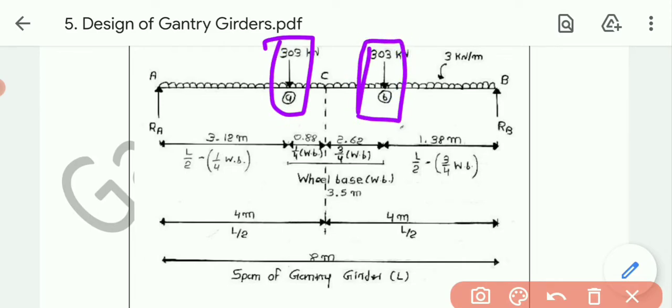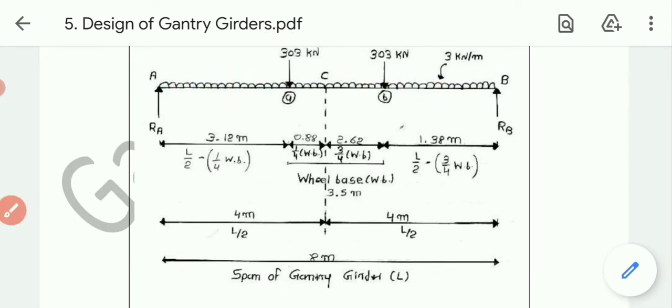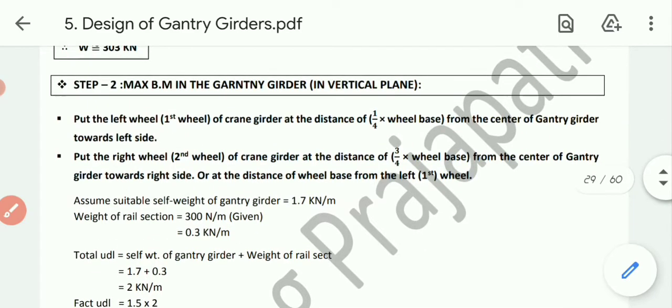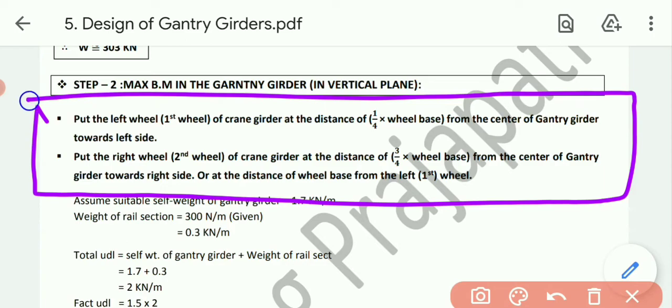As per the theoretical criteria, if we put these two wheels of the crane girder on the gantry girder in this manner, then we will get the maximum bending moment at this first wheel at A. And we have these two loads. Now we need to calculate this UDL. I have given the description of the placement of the wheels over here. You can read this one. You do not need to write this in the exam, because this is just for your understanding purpose.